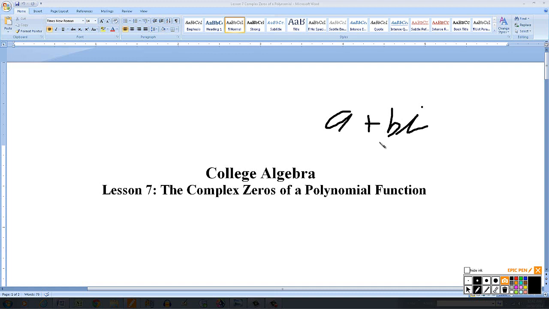Now what happens if b is 0? If b is 0, this term is gone, so I'm left simply with a. But a is a real number. Keep in mind that the set of real numbers includes all the other numbers you can think of, the integers, the rational numbers, the irrational numbers, and the set of complex numbers includes everything. So basically the set of real numbers is a subset of the set of complex numbers. I can say that every real number is a complex number, but the converse is not true. I can't say that every complex number is real.